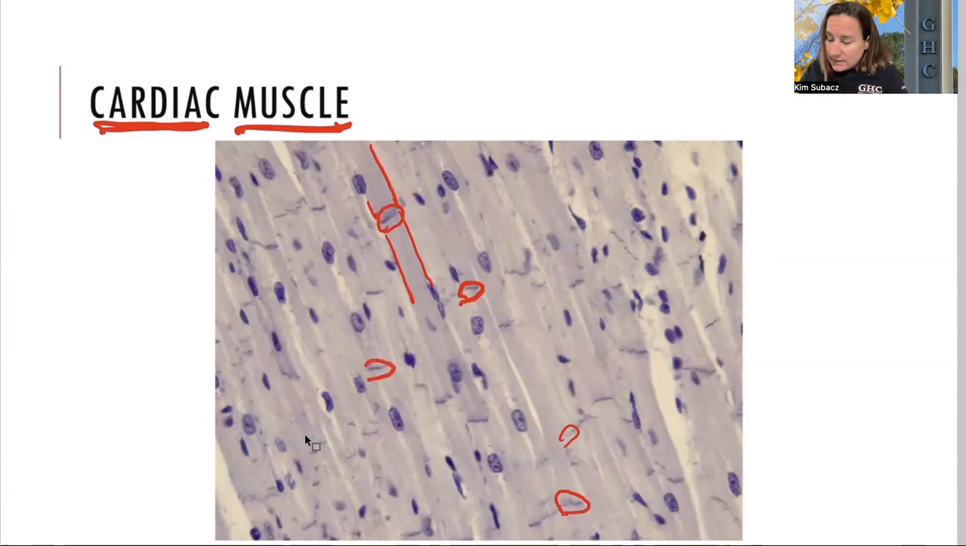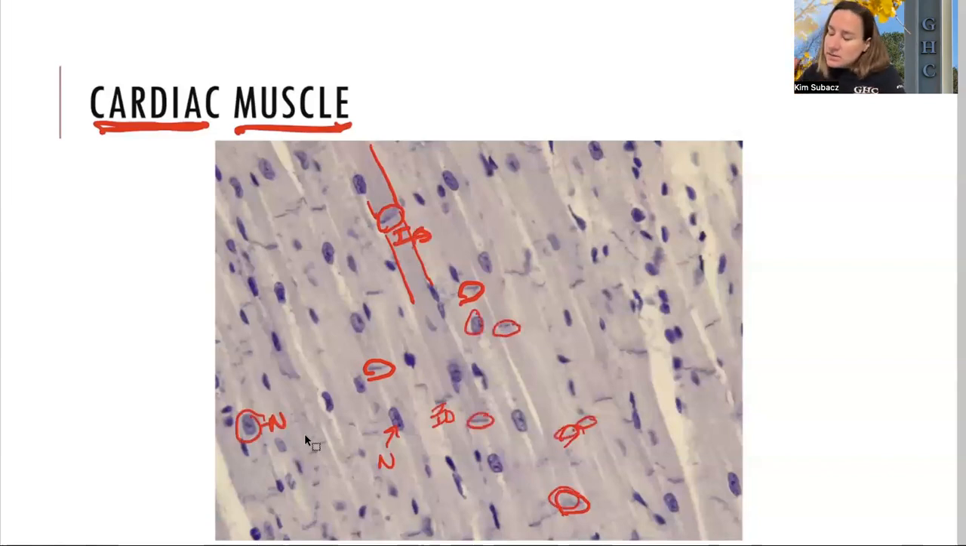These intercalated discs. The big guys, nucleus. The big ovals are nuclei. Don't get the nuclei confused with the intercalated discs. Intercalated discs. All of these, again, these little guys that are going against the length of the cell, transverse to it, are going to be intercalated discs. The big ovals are the nuclei. The skinnier lines going perpendicular are going to be intercalated discs.